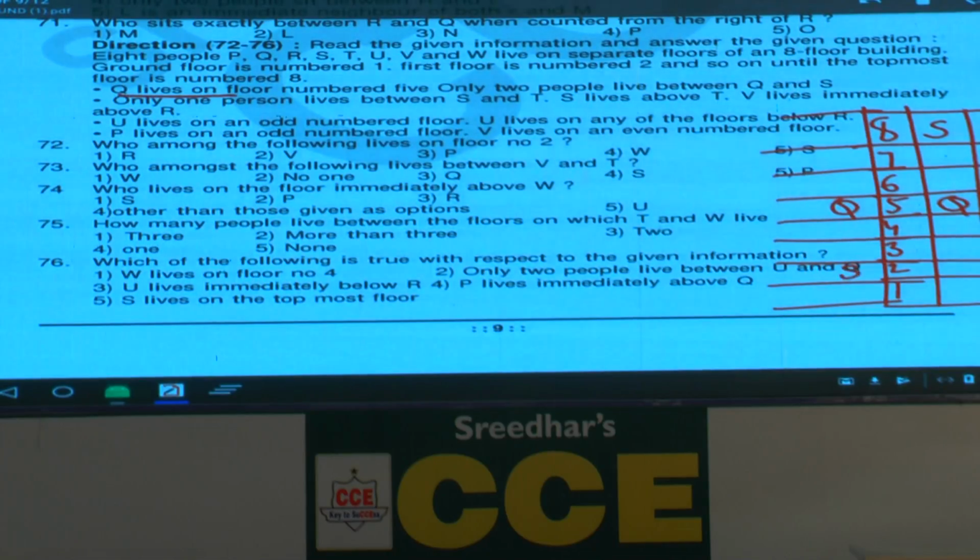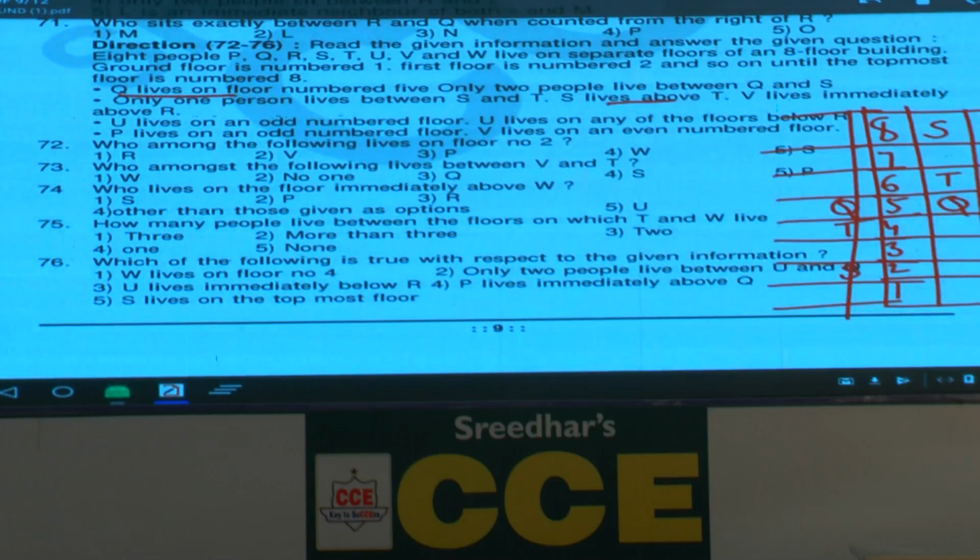This S can be here as well. Only two persons between Q and S, and only one person lives between S and T. One person between S and T, T will be here, and in this case T will be here, and S lives above T. As S is living above T, the second case is ruled out. Now we are left with only one case, S is living above T.